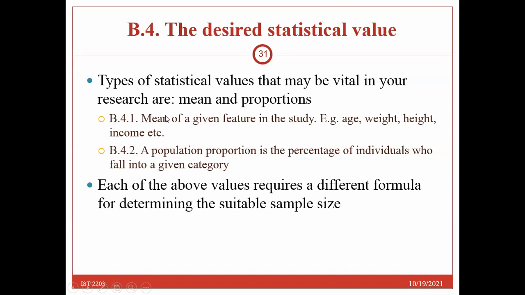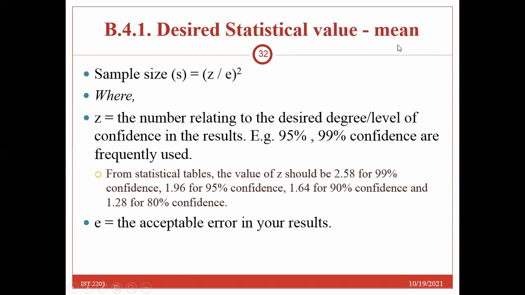When we say mean, we mean the mean of a given feature. Like you're looking at age, you want to see the mean age, the mean height, the mean income. The equation you'll use is a certain type of equation. And then if you want to know the population proportion, that is the percentage of individuals who fall within a certain category, you use another equation. So each of the above values requires a different formula for determining the suitable sample size. So if what you want to find out is the mean, like the mean age, mean height, mean income.